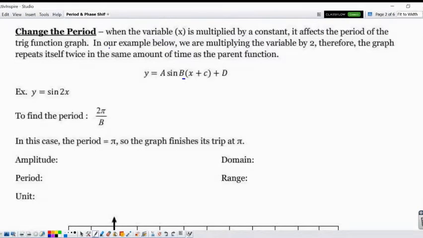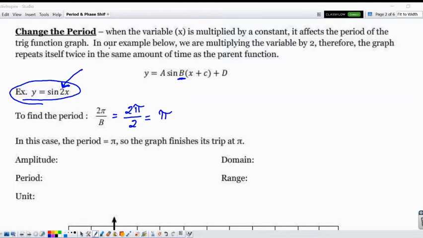So anytime we have a multiplier in front of x, that's going to affect the period of our trig graph. And we're multiplying, in our example here, x by 2. So that doesn't mean that our period is going to be twice as long. It means we're going to take our period and divide it by 2. Our old period, the standard period, was 2 pi. We're going to divide that by 2. So our new period is pi.